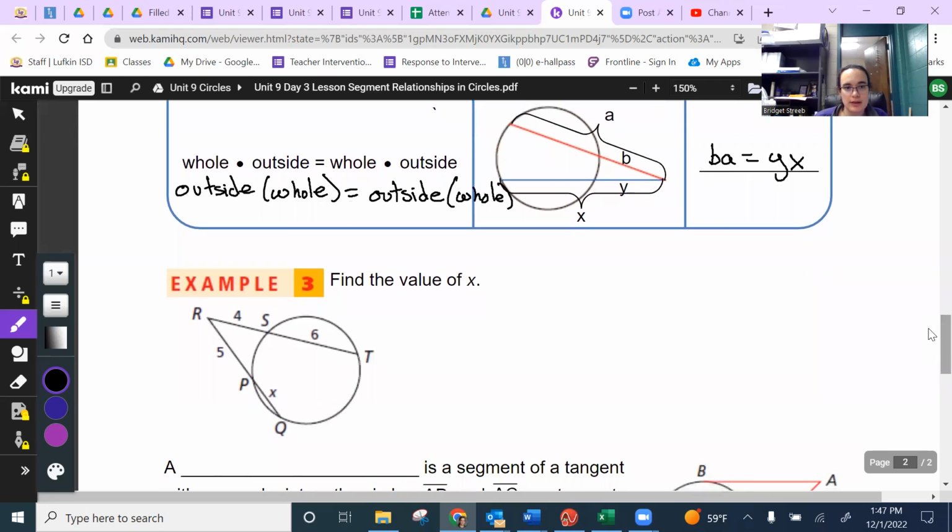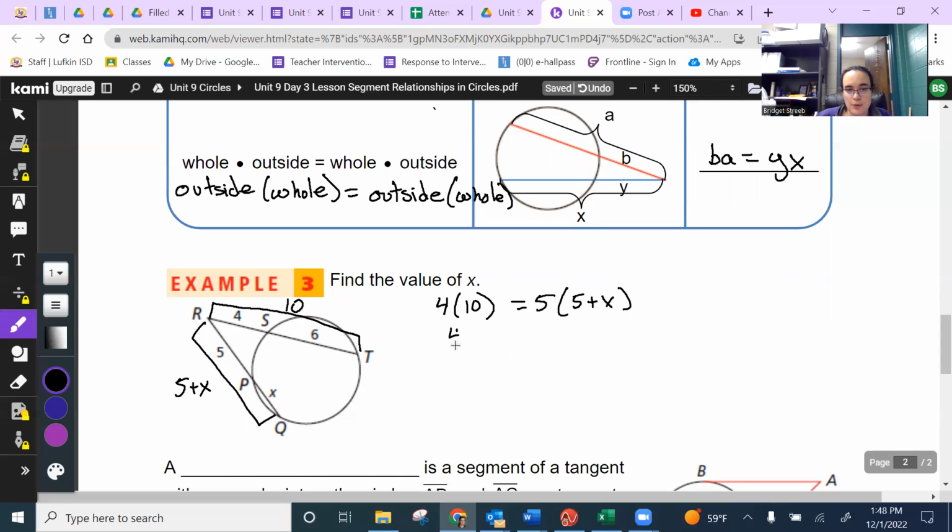So when you're doing secant segment problems like this, you need to know that your outside is one part, and then you need the whole length. Remember, to find the whole length, you are adding those two numbers. So 4 plus 6 is 10. And 5 plus x is 5 plus x. So again, it's outside times whole. So 4 times 10 equals the outside times whole in the other segment. 5 times 5 plus x.